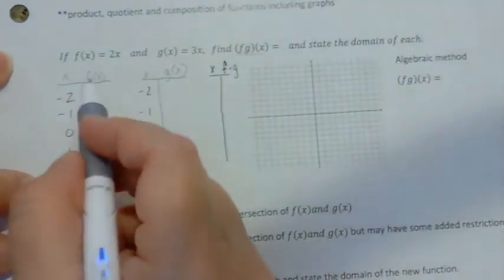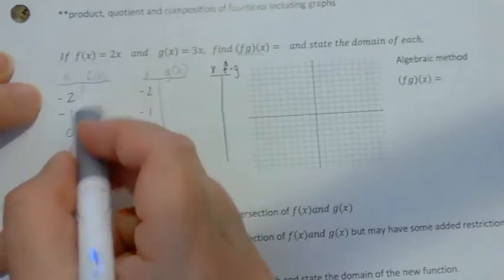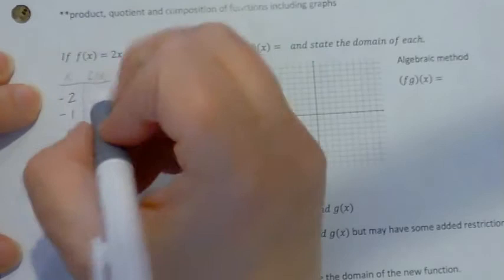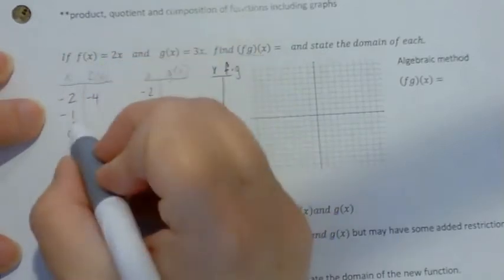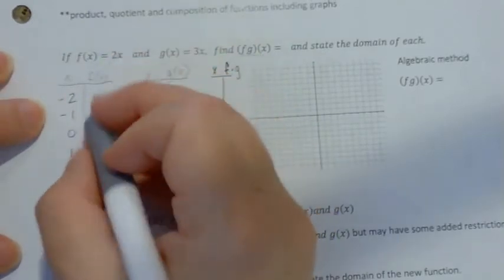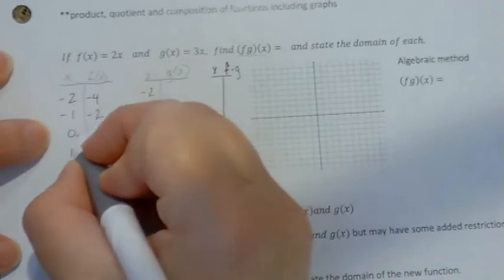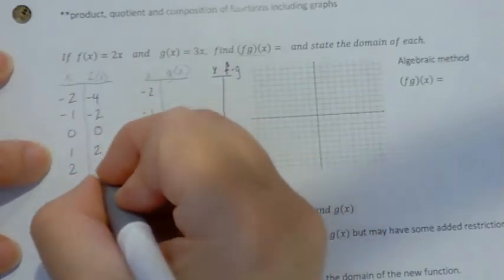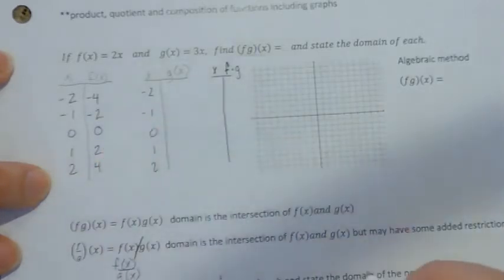So let's start off with the f of x function. I'm going to put -2 in for x. So 2 times -2 is -4. And I put -1 in. 2 times -1 is -2. 2 times 0 is 0. 2 times 1 is 2, and 2 times 2 is 4.